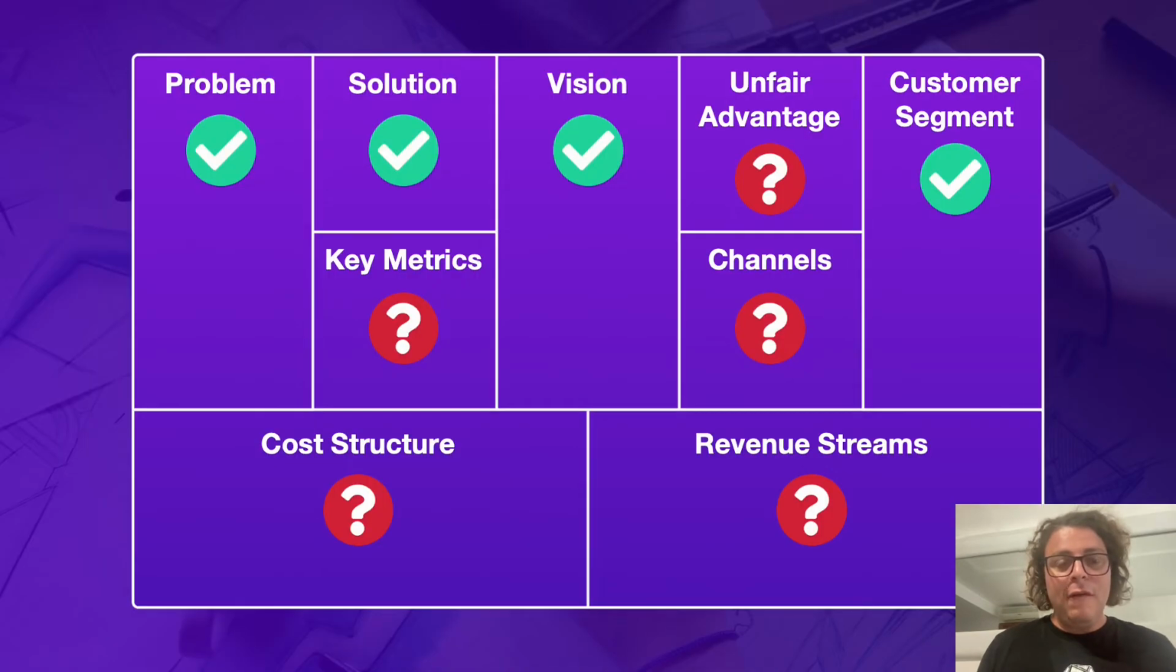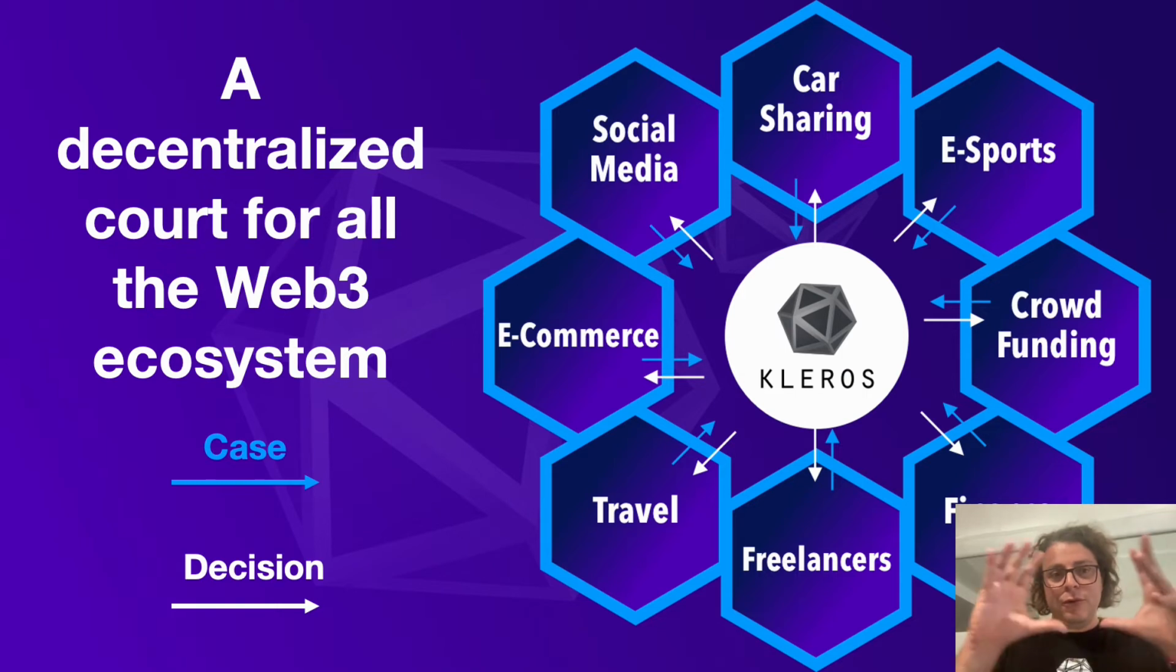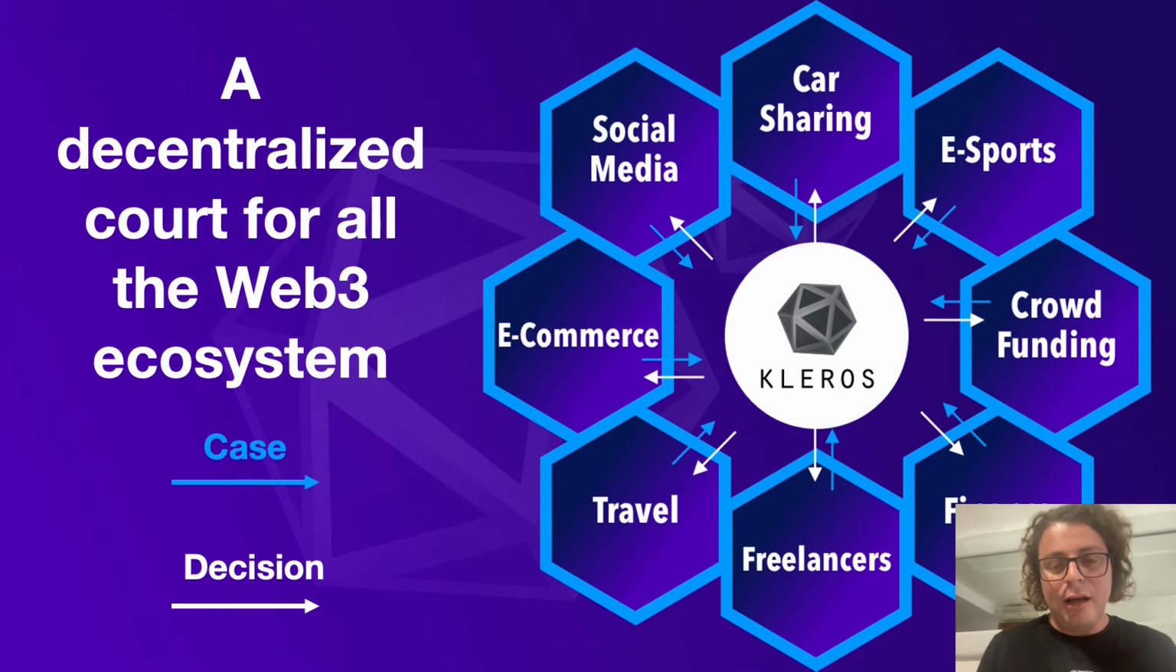Okay, so now you have problem, customer segment, solution, and now how can we summarize what we want to achieve in a vision? I mean, what do we want to achieve in the long term? In the case of Kleros, we want to become a decentralized court for all of the Web3 ecosystem, where different applications can send their cases for Kleros to resolve, and then Kleros sends back the decision. So this is our vision for the long term. This is what we want to achieve. So you should define what this looks like in your case.